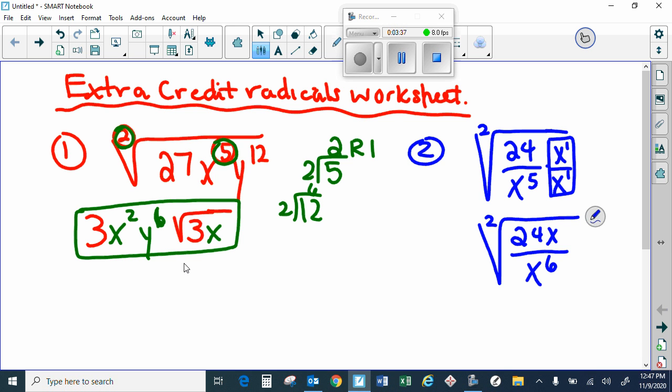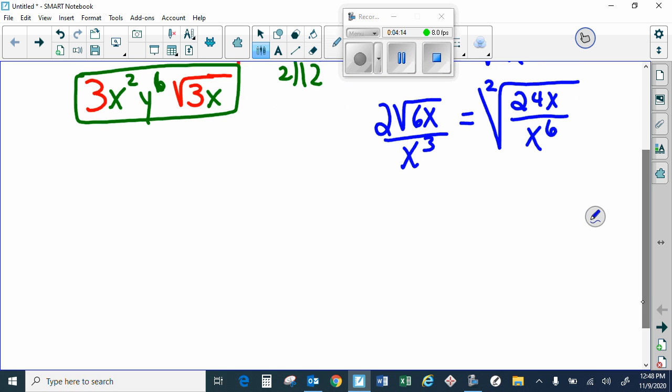Okay, and I go ahead and break it down. Square root of 24 is 2 root 6. Notice I still have an x in the numerator up there. Can't do anything with that. And x to the 6th, so 6 divided by 2 is 3. So now that 3 is on the outside. And so there's my final answer, 2 root 6x over x cubed. Notice no radical in the denominator now. Okay, there's that type.